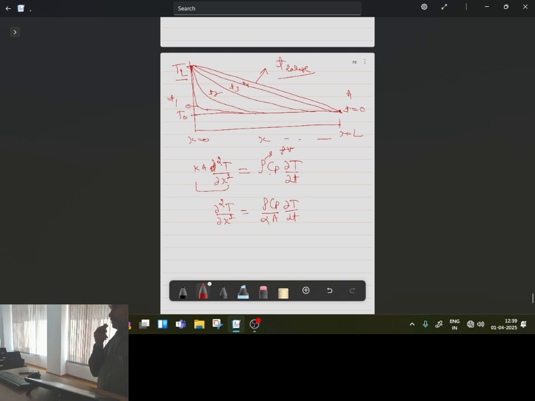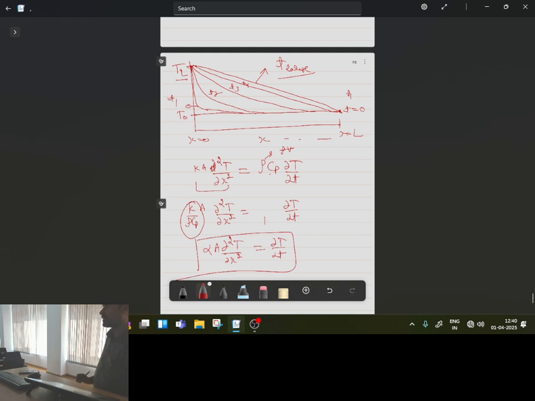What is this rho Cp? Sorry, rho Cp by K. What is this? K by rho Cp is, or you take it the other way. What is K by rho Cp? Thermal diffusivity, alpha. Okay, so alpha into del square T by del x square equals del T by del t.